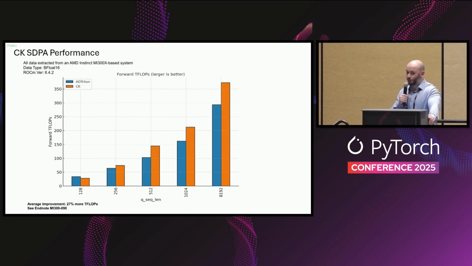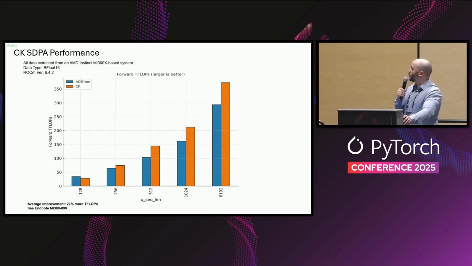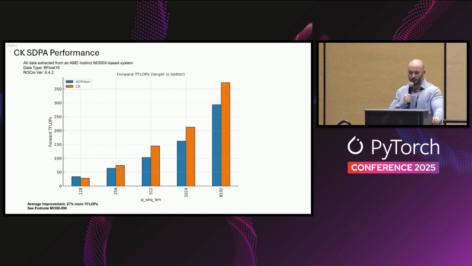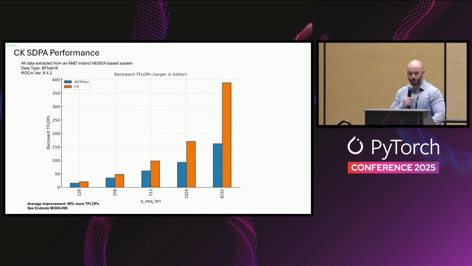This next chart shows the throughput in teraflops as sequence length of Q increases. In this case, larger is better as it represents more floating point operations performed per second. Again, this first chart shows the forward pass as CK outperforms once more. And finally, we have the same data just for the backward pass, which is quite a bit faster, representing an average of 98% speed improvement.